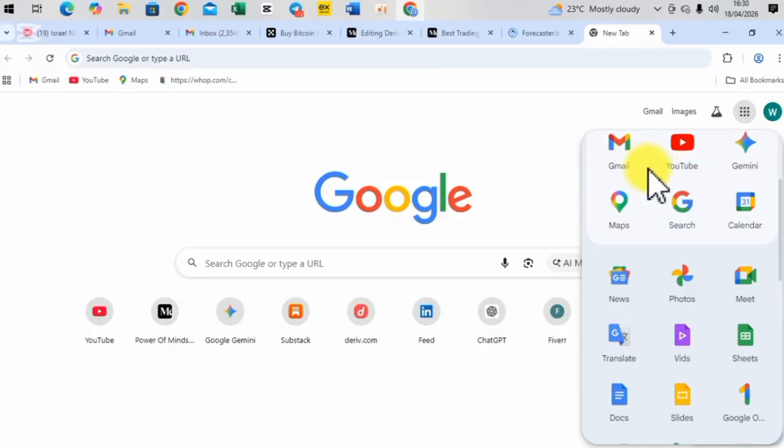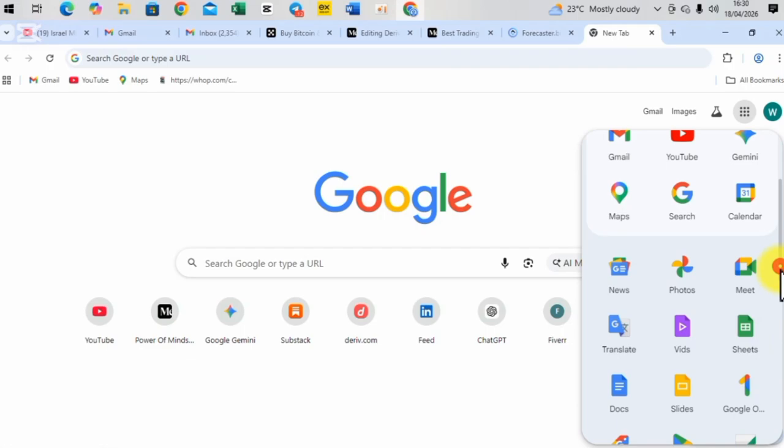So you can see we have Gmail here, you have YouTube, you have Gemini, which is the AI model for Google. We also have Google Maps, the search, the calendar, the news section, and the photos. Google can also keep your photos for a very long time, by the way, over the net, on the cloud space, if you are not aware. This is where you also host Google Meet meetings. Google can translate different languages, and there are videos, Google Sheets, and Docs for writing books.